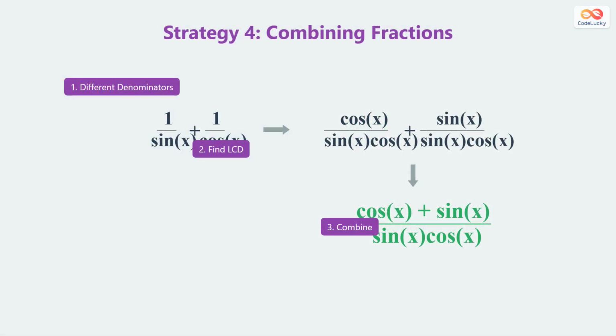Strategy 4 applies when you have 2 separate terms. Try combining them into a single fraction. To do this, you will need to find a common denominator. This usually creates a numerator that can be simplified using a Pythagorean identity. It is a powerful way to condense an expression.